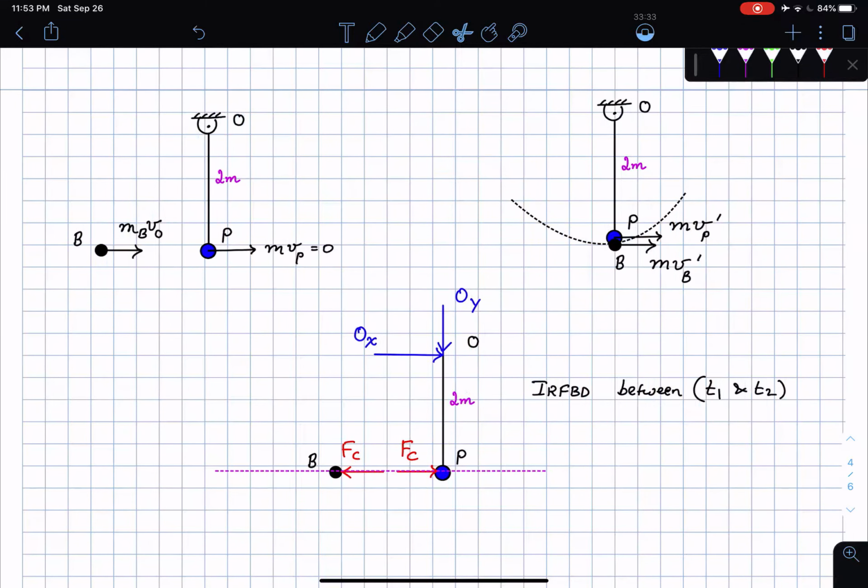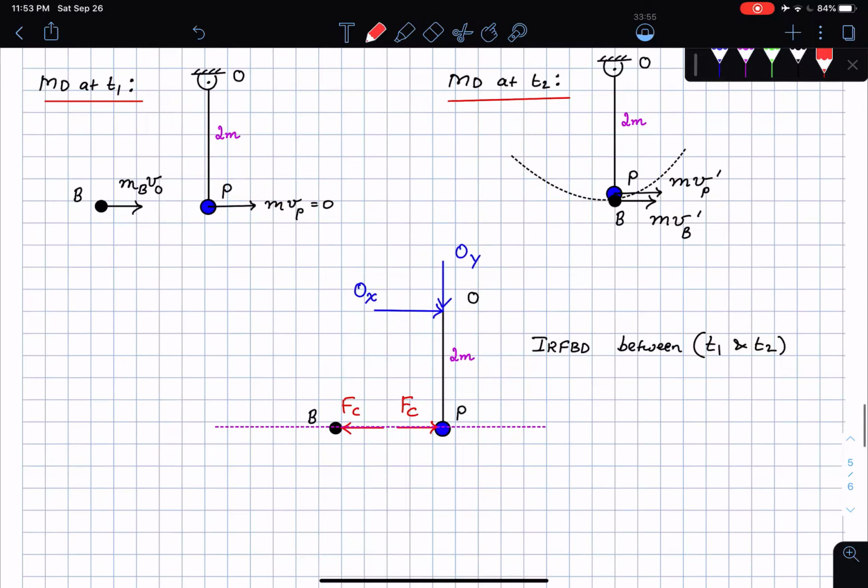Okay, so these are my figures. This is the impactor element, and then this is the momentum diagram. So this is the momentum diagram at T1. This is the momentum diagram at T2. So my first step is this. Let me start writing out the linear impulse momentum equation in the direction of the line of impact.